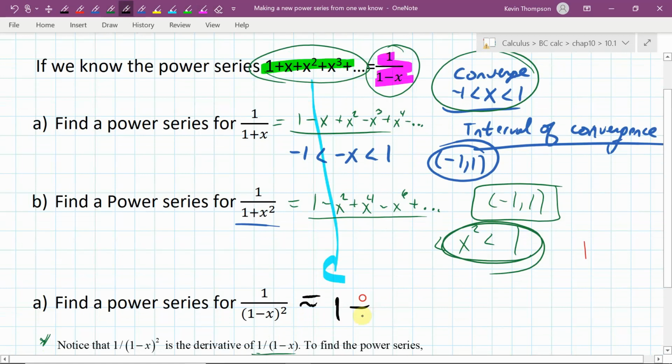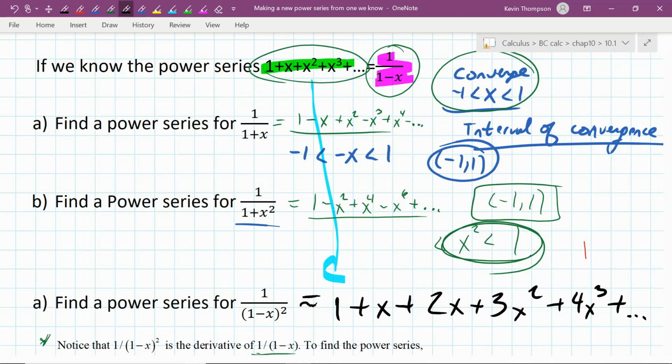So 1 plus x plus. And that is an equal sign. I don't know why it looks a little wavy, but that's an equal sign. Taking the derivative isn't going to change where it's convergent. It's going to be still convergent from -1 to 1. Everything here is power series, yes. So we're going to see other things that aren't power series.